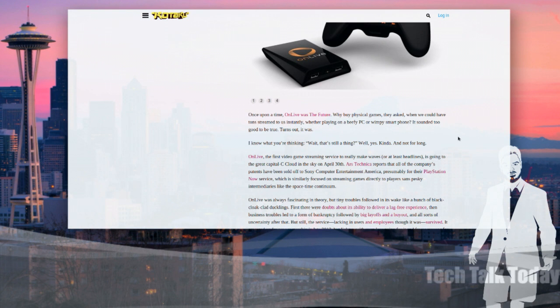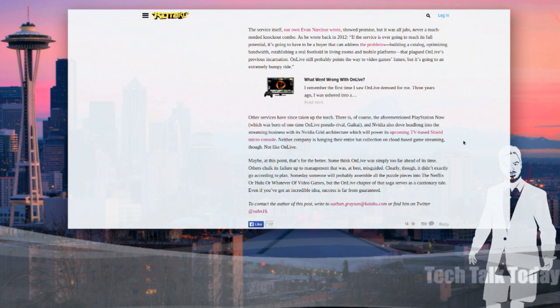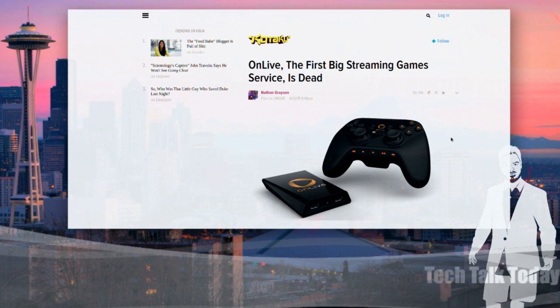They're going to the great cloud in the sky, as this article puts it, on April 30th. All of the company's remaining patents have been sold off to Sony Computer Entertainment America. Presumably, Sony will use it for their PlayStation Now service, which is kind of similar. It's funny, essentially their idea wasn't really wrong. NVIDIA is doing this. The PlayStation Now service is doing this. Xbox does this to a degree, Xbox One. And Valve is doing this to a degree. But OnLive just didn't quite get it right.